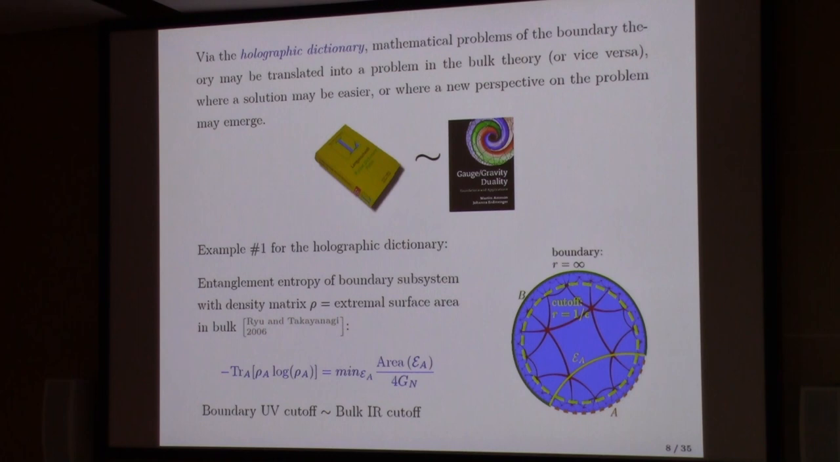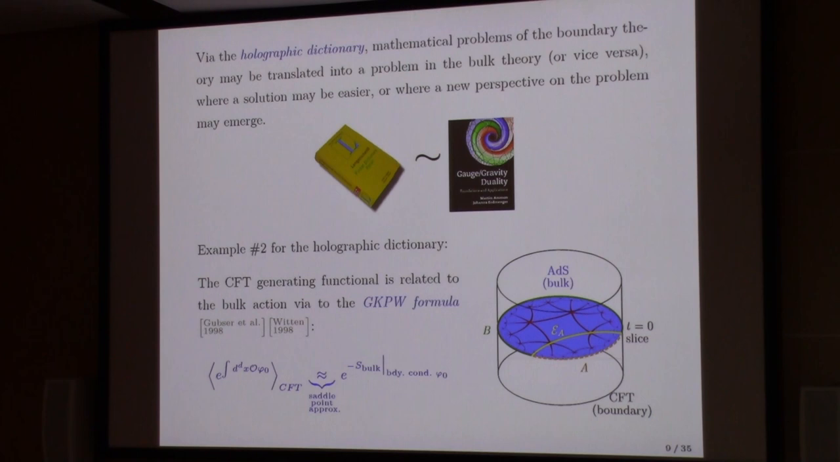So, coming back to the Darboux question that I defined earlier on. The second example of the holographic dictionary that I want to describe is the so-called GKPW formula, which relates the generating functional of this quantum field theory that lives on the boundary with the on-shell action of the gravitational theory in the bulk, subject to certain boundary conditions, in a saddle point approximation. So this also shows how important the bulk action can be in the AdS/CFT correspondence.